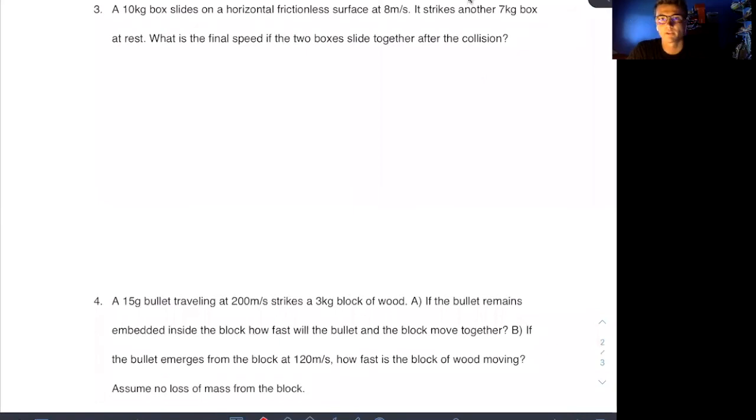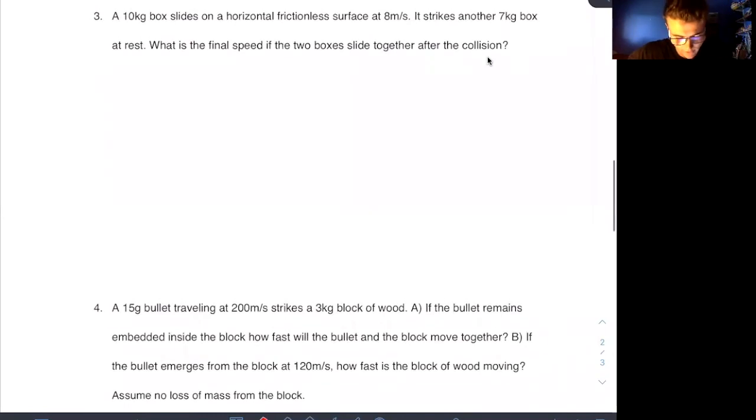All right, number 3. A 10-kilogram box slides on a horizontal frictionless surface at 8 meters per second. It strikes another 7-kilogram box at rest. What is the final speed of these two boxes that slide together after the collision?